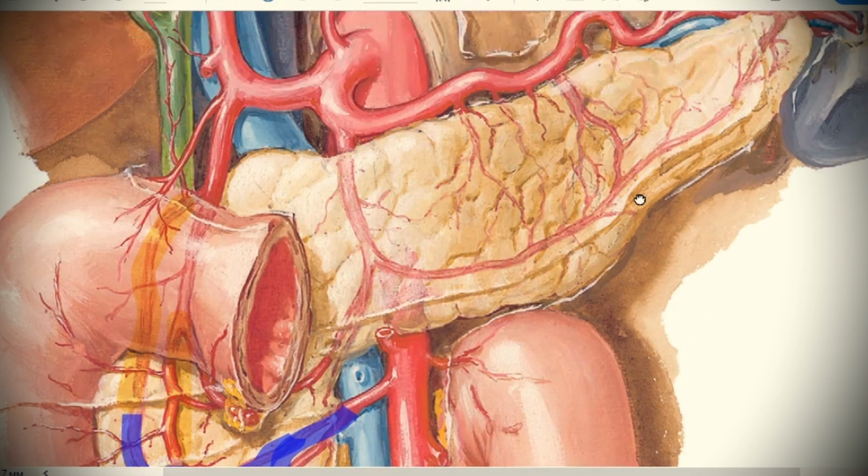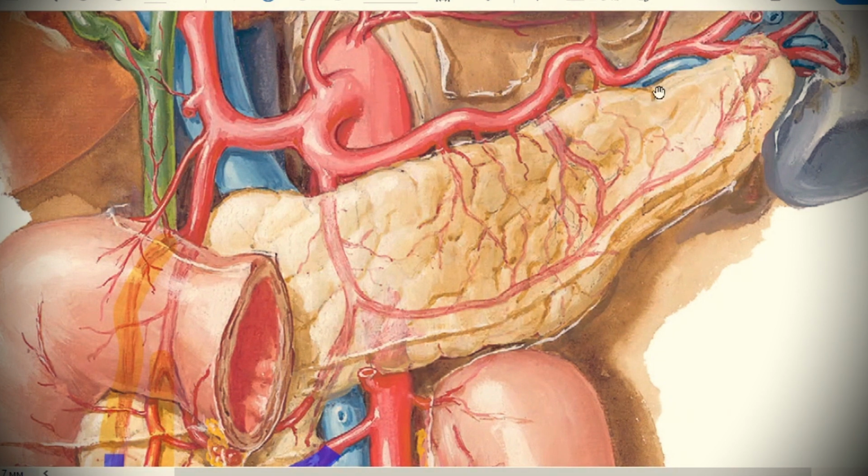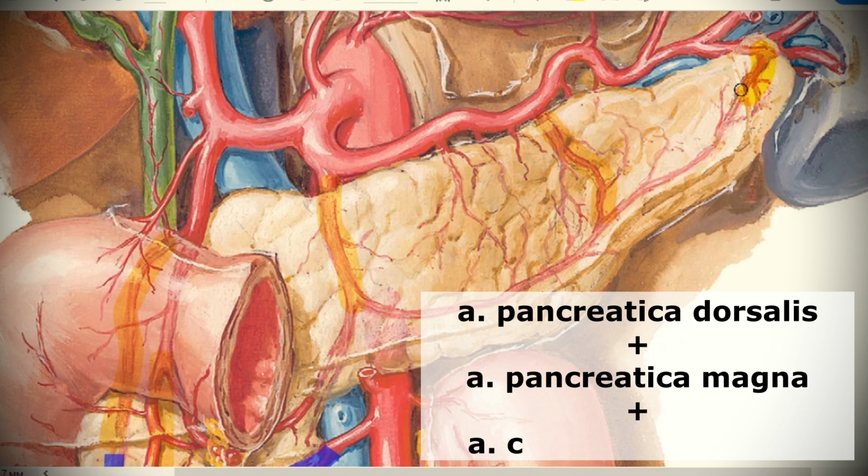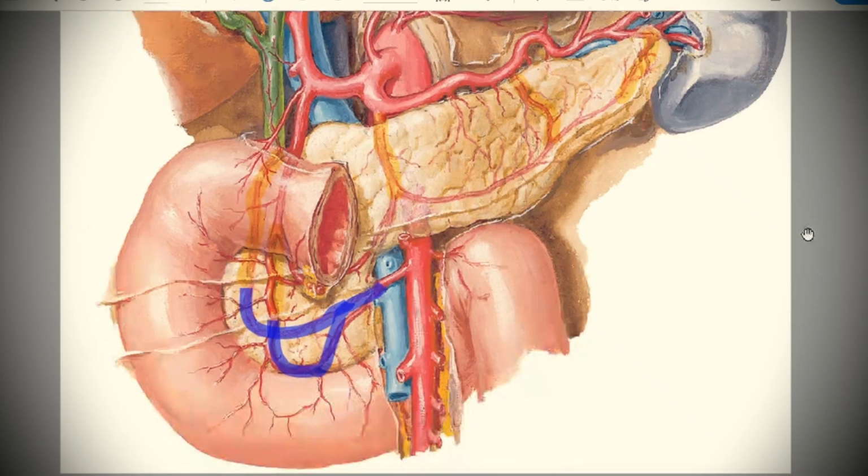Then if you talk about the body and the tail, it has a lot of branches that came from the spleen artery. As you can see, it has arteria pancreatica dorsalis and arteria caudae pancreatis that supply the body and the tail of your pancreas. So here is the supply of your pancreas.